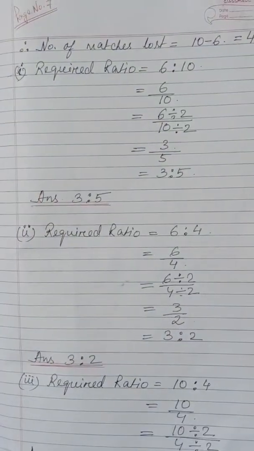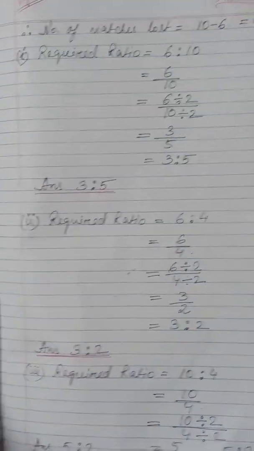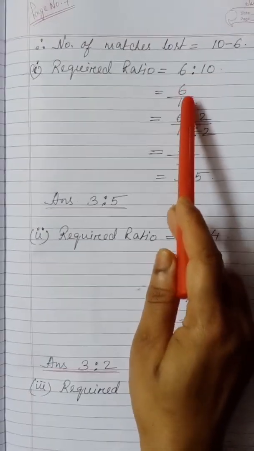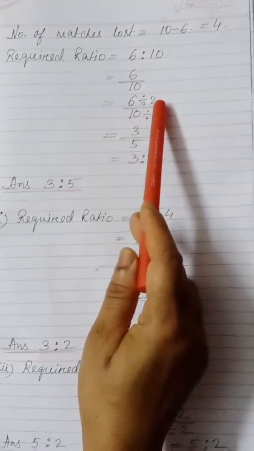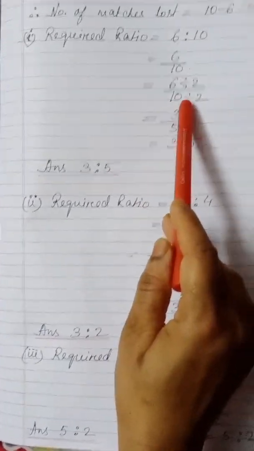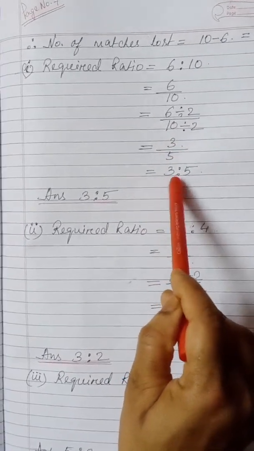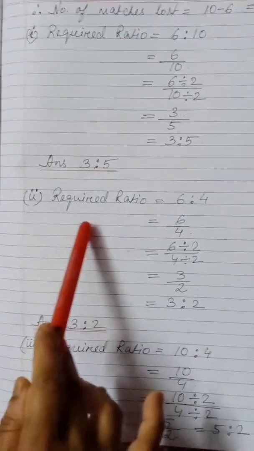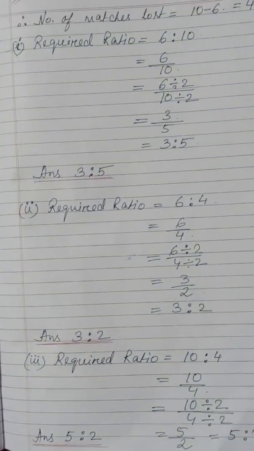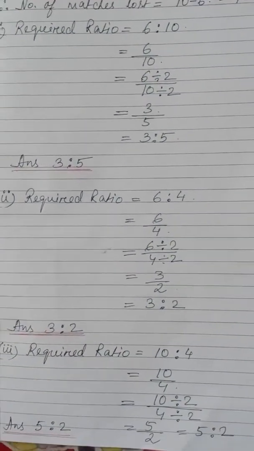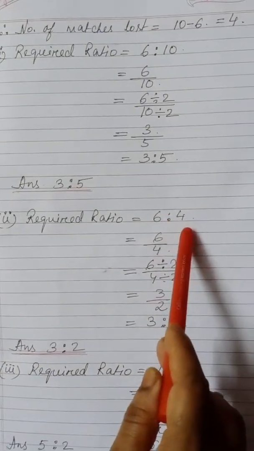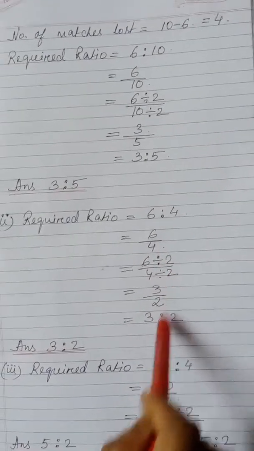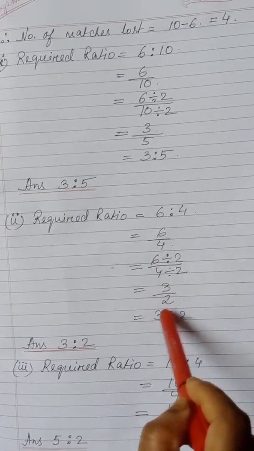Number 1, required ratio is equal to number of matches owned to the number of matches played. 6:10, 6 by 10, then 6 divided by 2, 10 divided by 2, 3 by 5. Therefore, 3:5. Answer is 3:5. Number 2, required ratio is equal to the number of matches owned to the number of matches lost. 6:4, 6 by 4. Both numerator and denominator divided by 2. Then 3 by 2, 3:2.